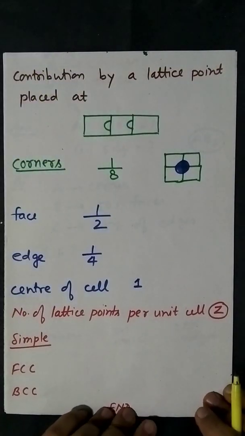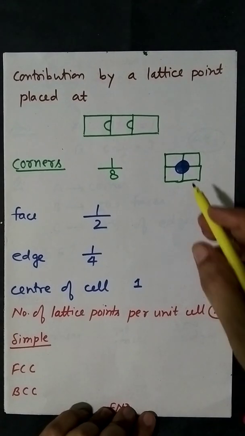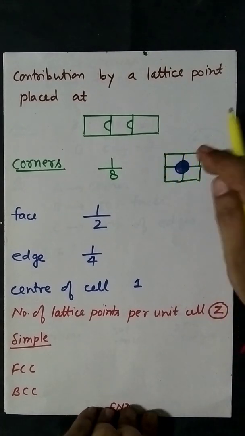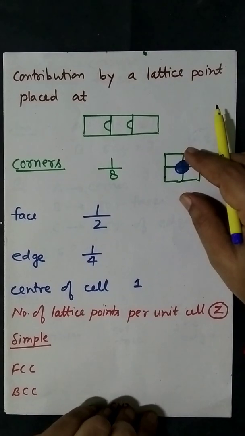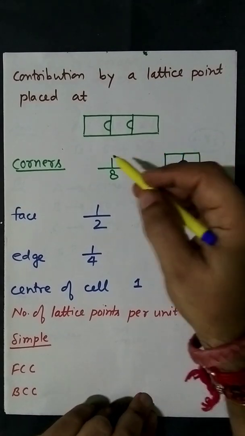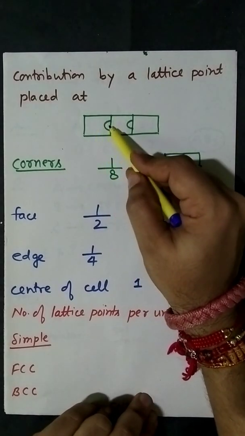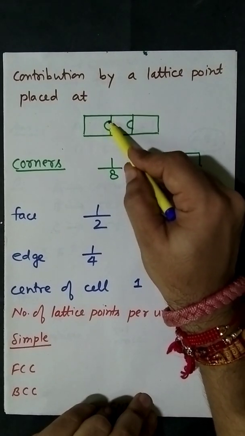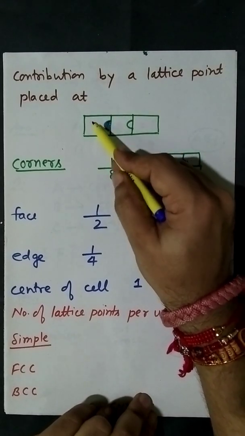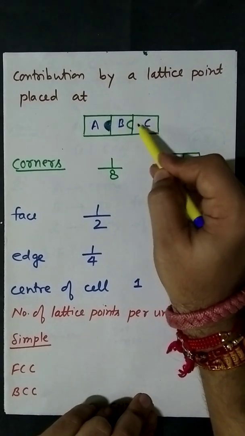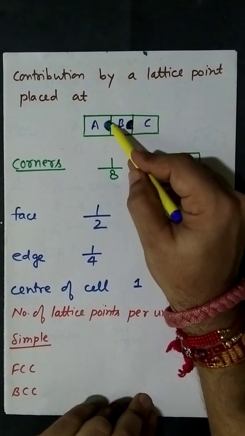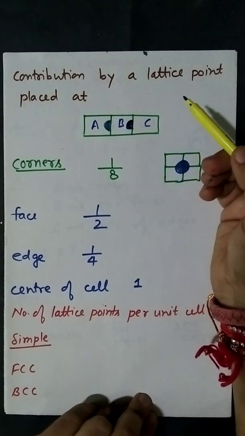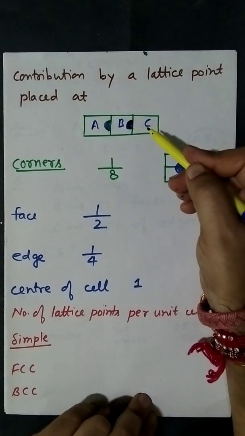Contribution by a particle placed at different positions. How much contribution is made by a particle placed at different positions? To understand, look at one example here. These are three rooms A, B and C, and these are representations of doors. Can you count here how many doors in room B? How many doors in room B?